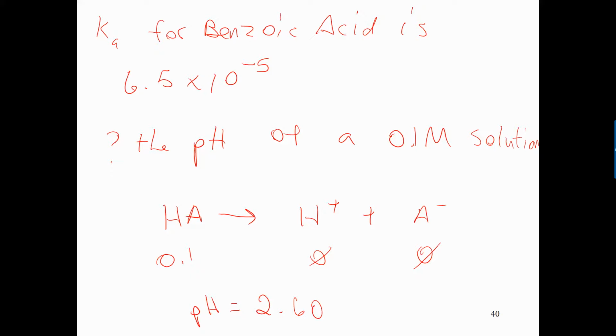What was your x equal to? 0.0025. And then you take the negative log of that and get 2.6 as your pH. Okay, good. So that was not too bad, right? Let me throw a monkey wrench in it.